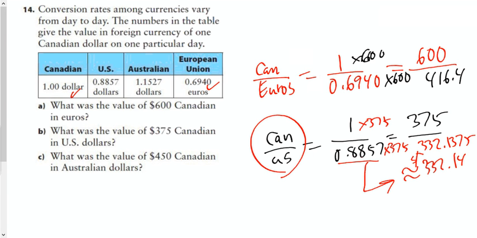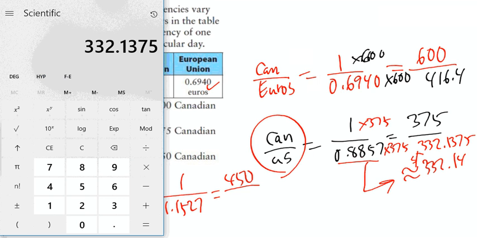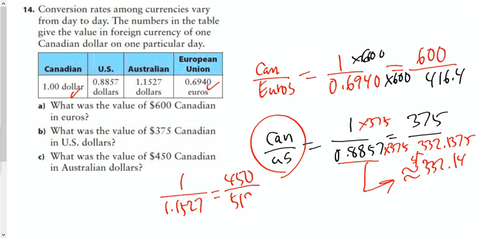And finally, the last one, one Canadian dollar is equal to a dollar. We get more Australian dollars, so we should travel to Australia is what this whole question is about. So if I multiply the rate of exchange in Australia, 1.1527 for every Canadian dollar, multiplied by the 450 Canadian dollars I gave the bank, they're going to give me 518.72, approximately, because I rounded that, $518.72 Australian.